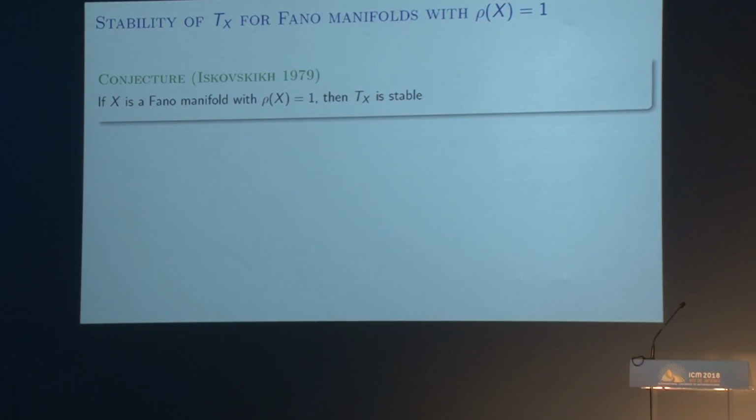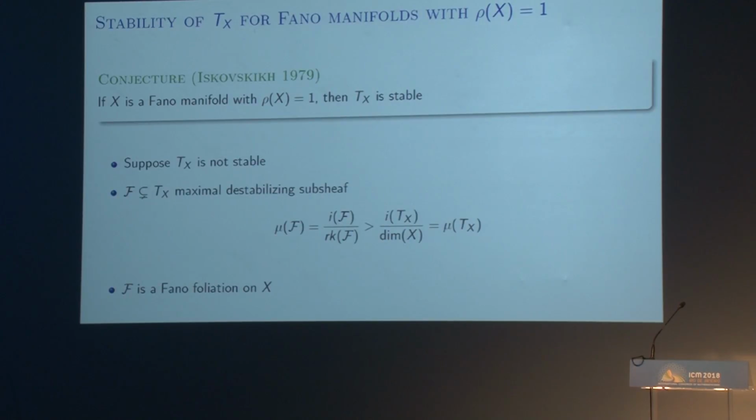But let's go back to our Harder-Narasimhan filtration. Assume that the tangent bundle of X, of our Fano with Picard number 1, is not stable. Then we can normalize the slope to be the index of the foliation divided by the rank, and we take a maximal destabilizing subsheaf of T_X. A maximal destabilizing subsheaf is the first piece of the Harder-Narasimhan filtration, which has the biggest possible slope.